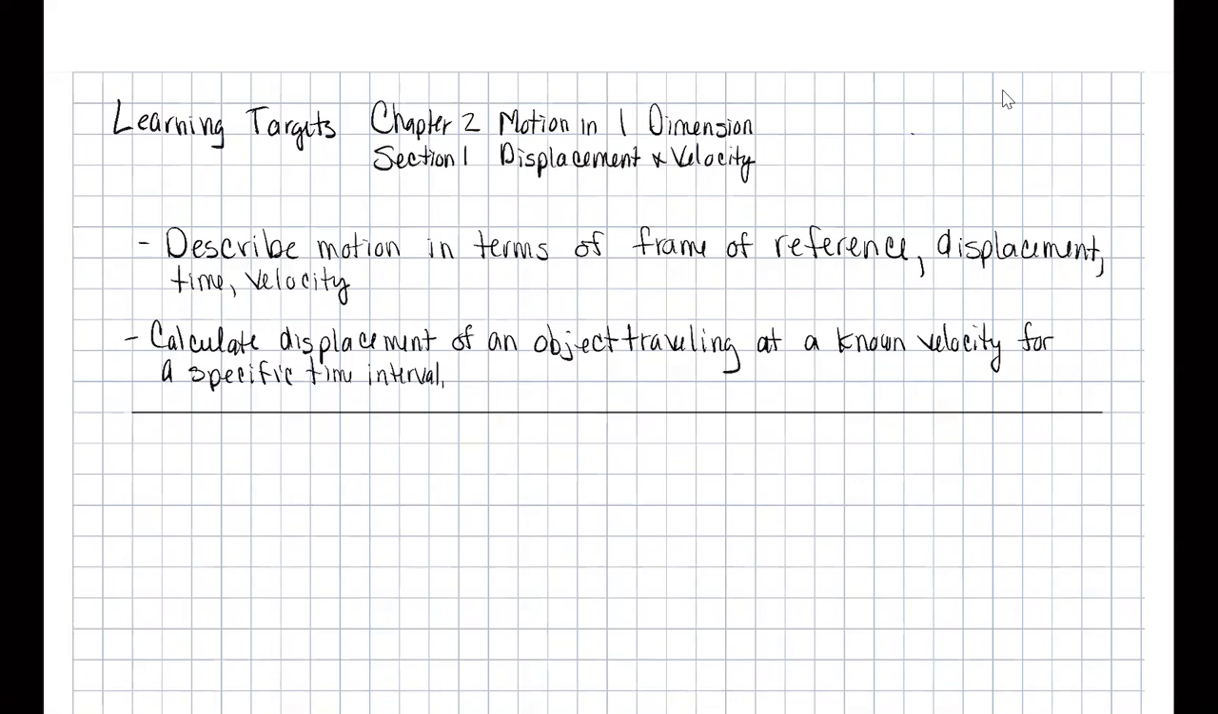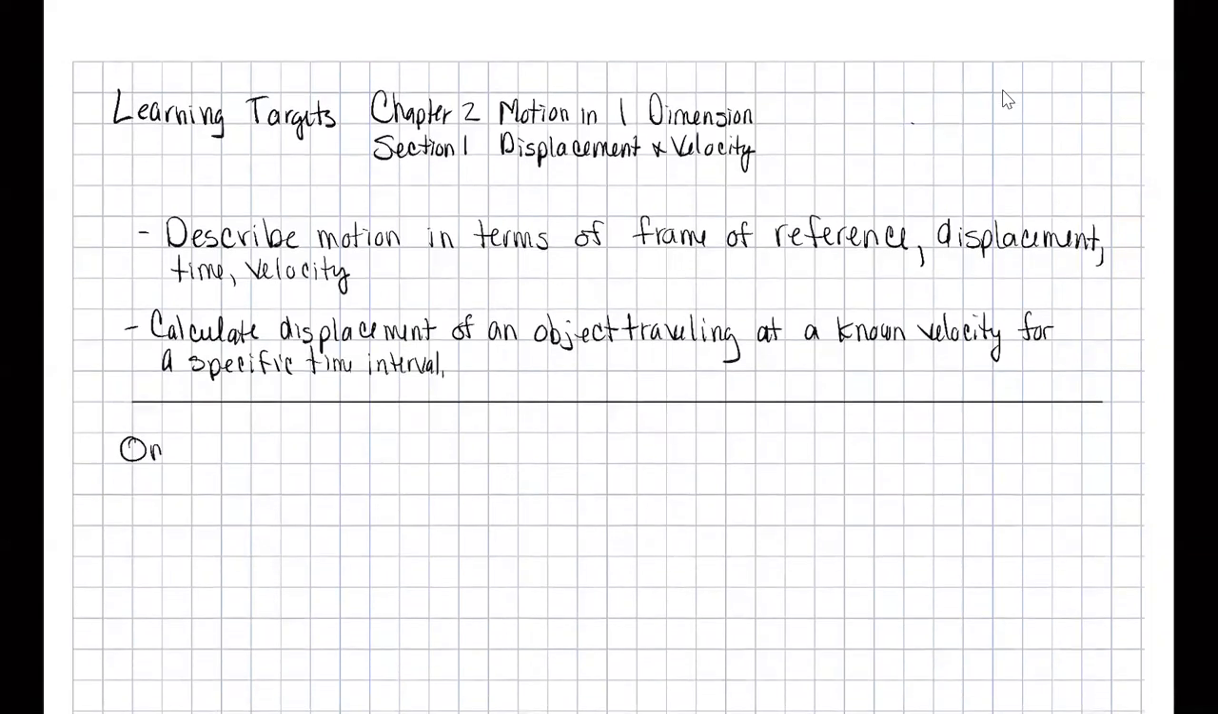We've looked already at velocity in terms of problem solving from that standpoint. And now we want to look at the concepts behind that and what it means in terms of frame of reference, displacement, time, velocity. And then we want to practice again calculating the displacement of an object traveling at a known velocity for a specific time interval and do some comparisons there.